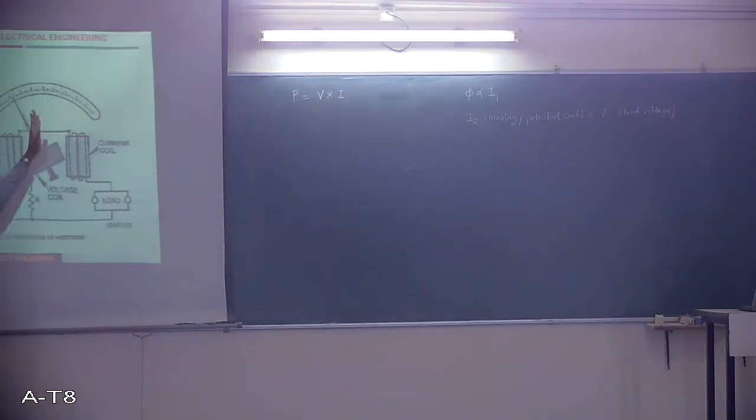At that point the pointer should stop, and to avoid oscillation of the pointer along the final position, damping is required. The kind of damping used in this particular instrument is air friction damping, so that the pointer comes to rest at a point without any oscillations. So this is the fundamental working principle of the wattmeter.